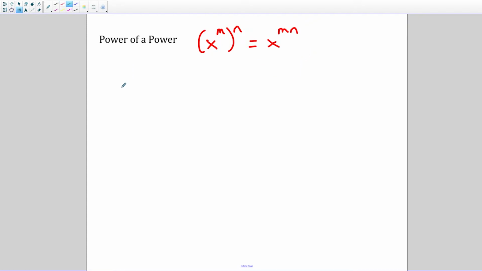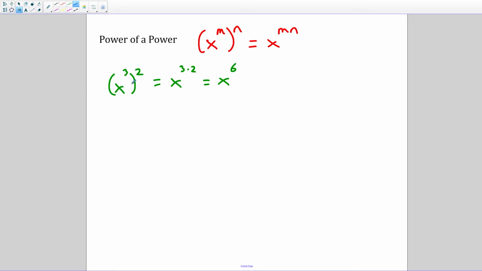Let's go ahead and try out an example. x to the power of 3, raised to the power of 2. This would mean that I take 3 and I multiply with 2 to give me x to the power of 6. But hold on, wait a minute.